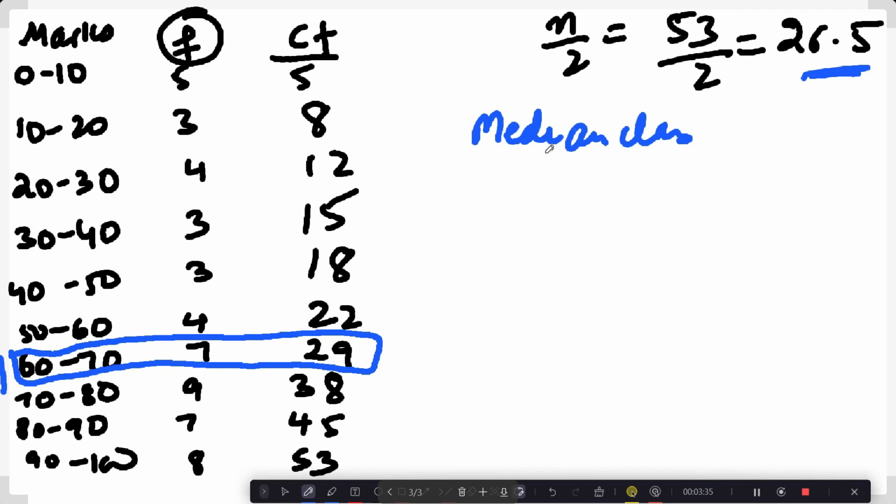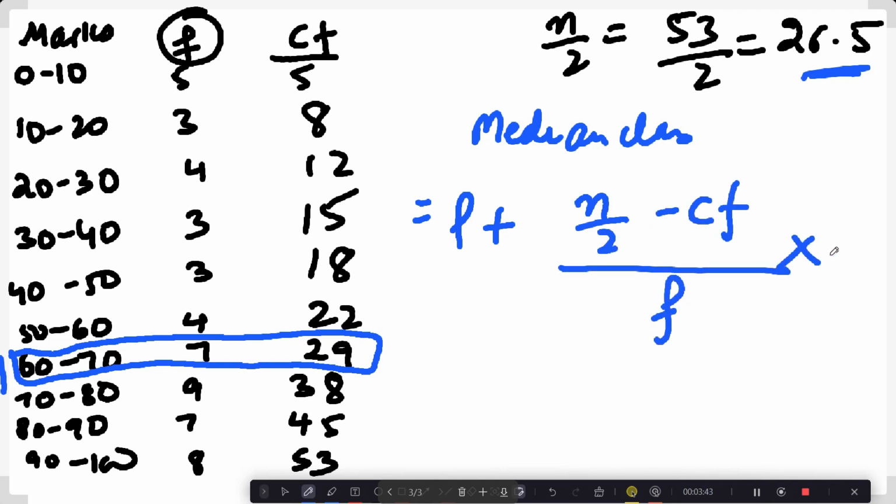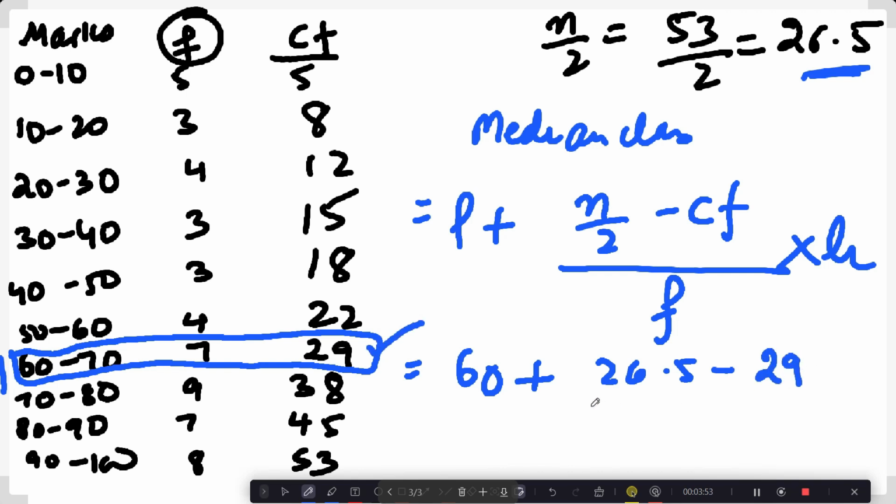Anyways, so this is the median class. So what is the formula? The formula is just like mode. What is L? Lower limit, which is 60. What is n by 2? 26.5. What is the cumulative frequency of this class, the median class? 29. What is the frequency? Into 10. कुछ गलत आया, I think.